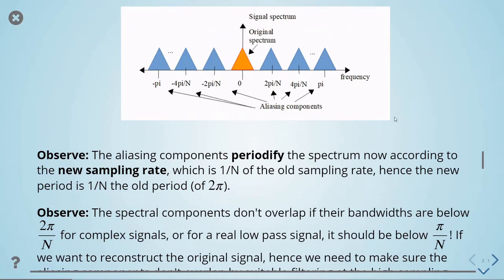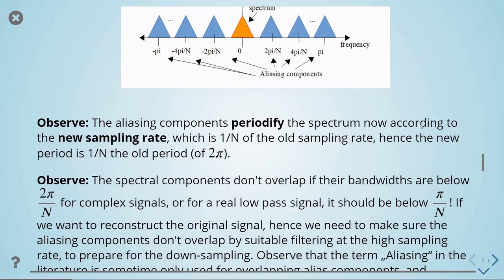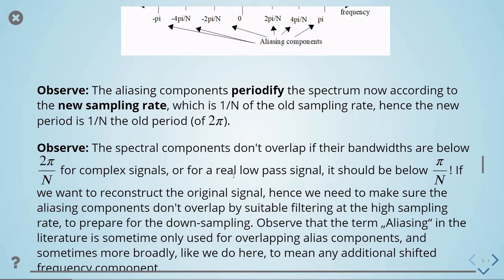Let's observe that the spectral components don't overlap if their bandwidths are below 2 pi divided by capital N for complex signals, or for real signals below pi divided by N. This is very important, because if we want to reconstruct the original signal, we need to make sure that the aliasing components don't overlap by suitable filtering at the high sampling rate to prepare for the downsampling.